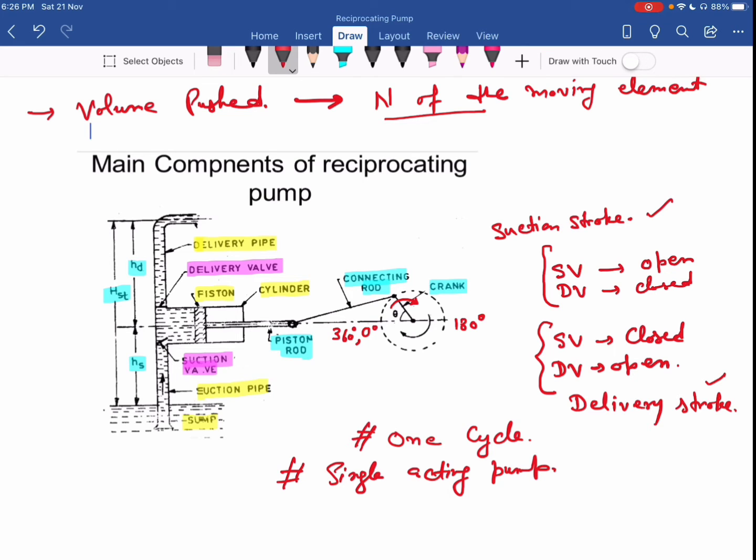Okay, so that completes the one cycle of the reciprocating pump, and this cycle goes on repeating, and accordingly we got the liquid during the delivery strokes. Okay, this is how this pump works.